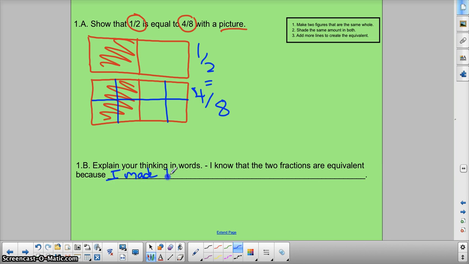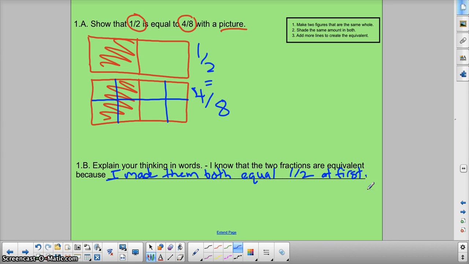I know that the two fractions are equivalent because I made them both equal 1/2 at first. So if you make them both the same fraction, that's one way that you know they're going to be equivalent, because they were the same fraction when you started. Okay. Pause for a second if you need time. Double check this.